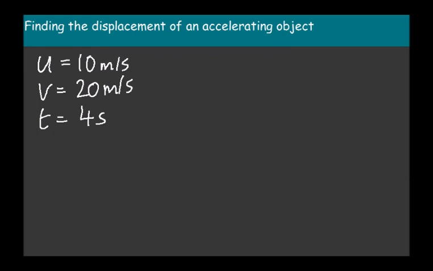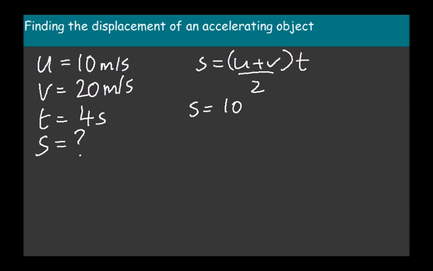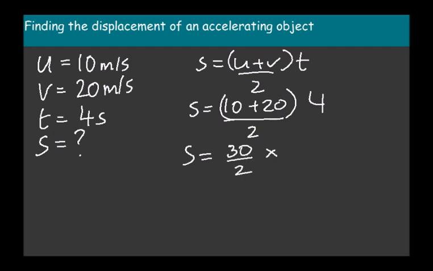So let's see how that equation works in just one step then. We're trying to find the displacement here, s. So displacement is equal to the average velocity times time. If we put in all our numbers all at once, so 10 plus 20 divided by 2 times the time, 4, displacement is equal to 30 divided by 2 times 4, which is just 15 times 4, which is 60. Exactly the same as using the two equations separately, but much easier and quicker.